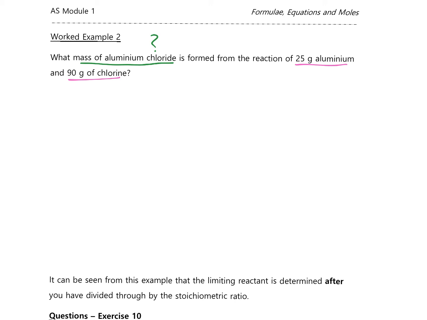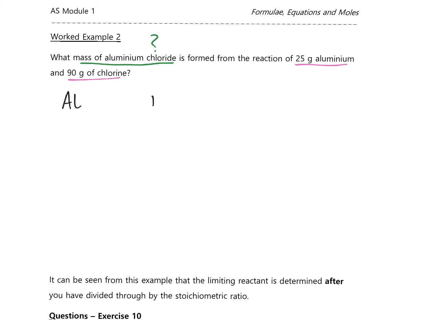So again, you can identify that this is a limiting reactant type in that you've been given the information for 2 of your reactants. Okay, so first things first, write your balanced symbol equation. I would encourage you to spread it out across the page so that you have enough room to work underneath for each of these reactants and products.